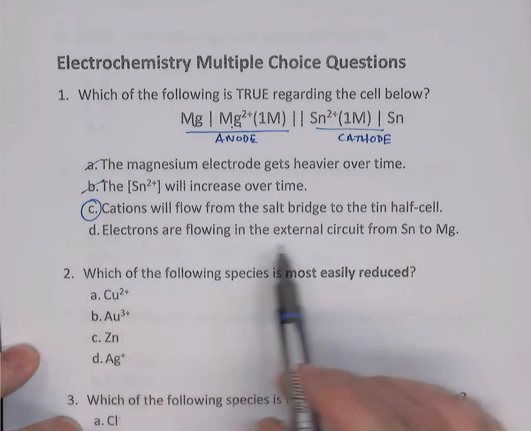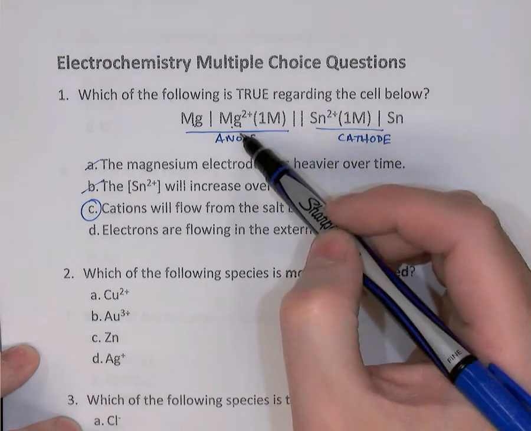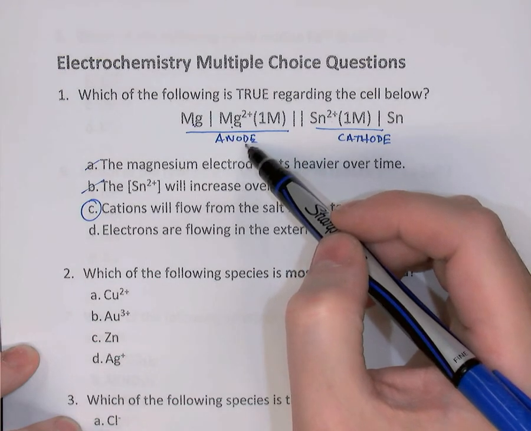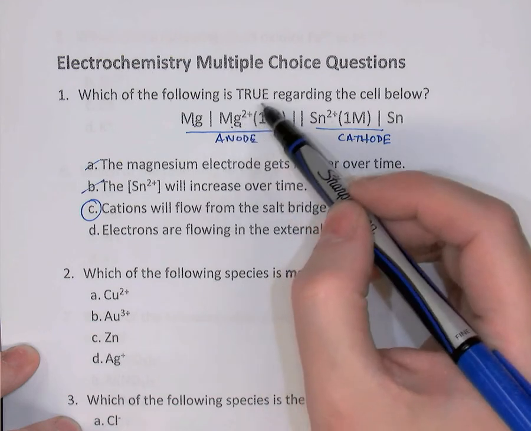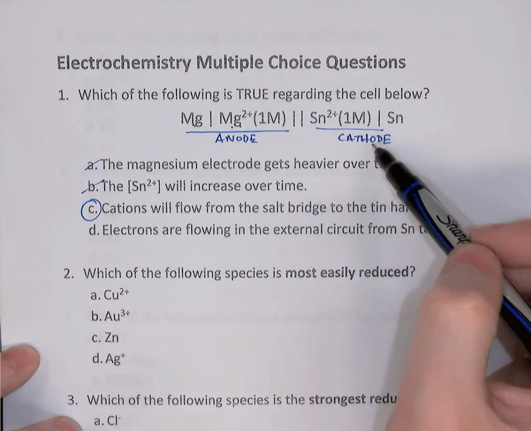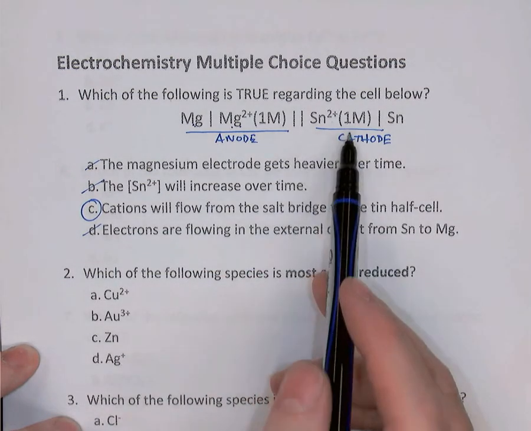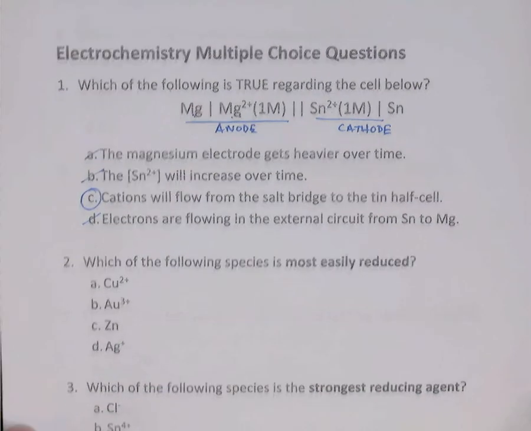And finally, electrons are flowing from tin to magnesium. Well, the magnesium electrode is where the oxidation is occurring, the anode, so it's where electrons are being lost. And they're going over towards the tin electrode where reduction is occurring, electrons are being gained. So no, the electrons are not flowing from tin to magnesium, it's the other way around. Question 2.